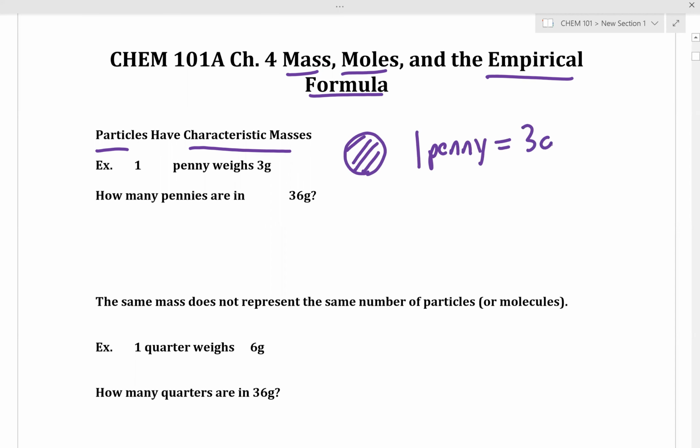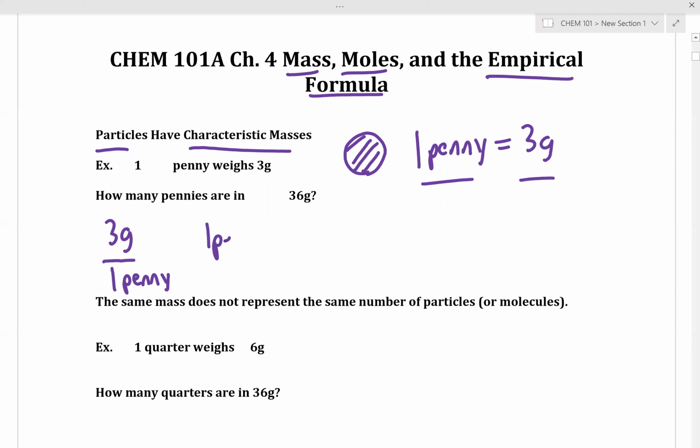corresponds to 3 grams, right? That's just an estimate for the mass of a penny. Does this look a lot like a conversion factor to everyone? Does this look like a typical equality and a conversion factor? What other way can we write this? We know that 3 grams corresponds to how many pennies? 1, yeah. So in 3 grams of pennies, there's 1 penny.